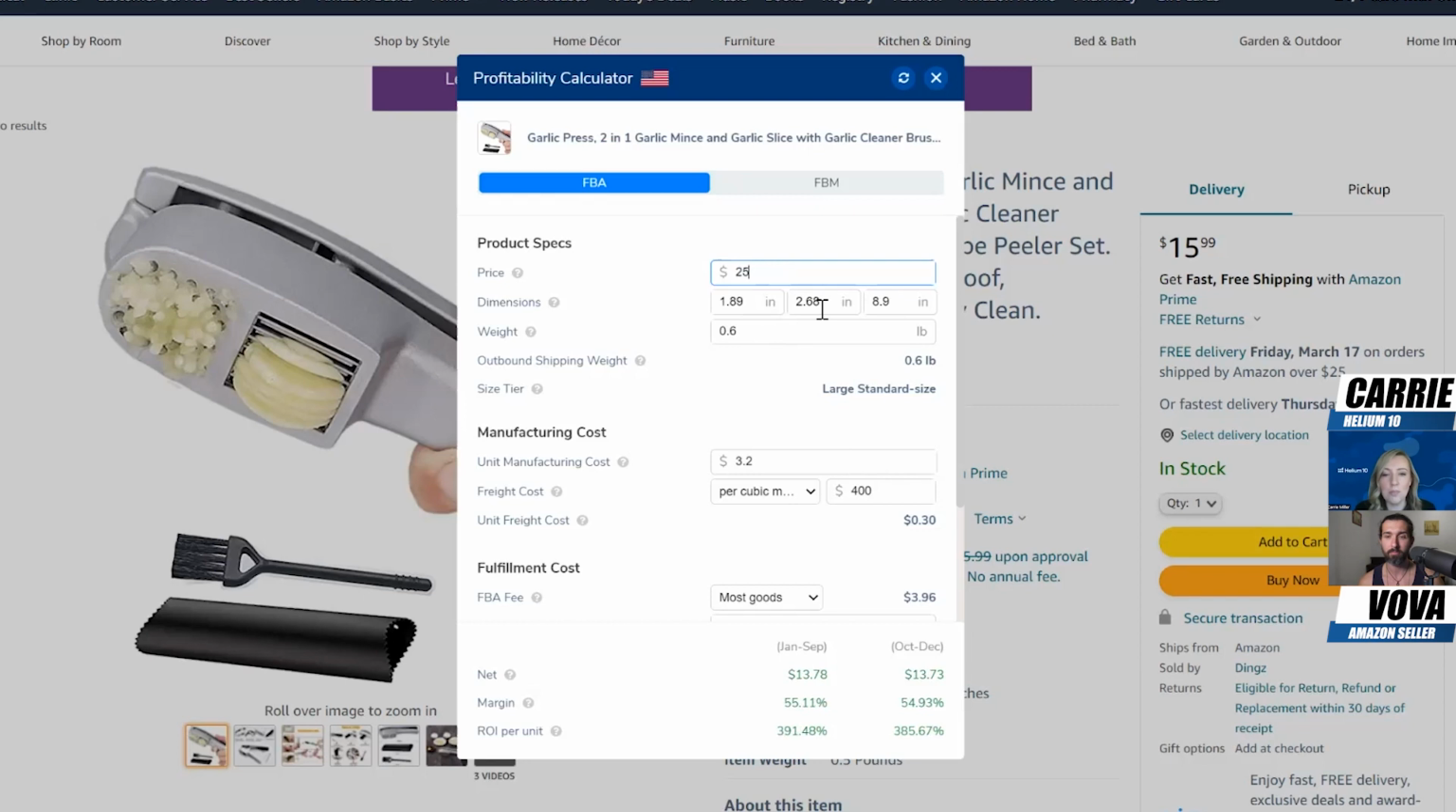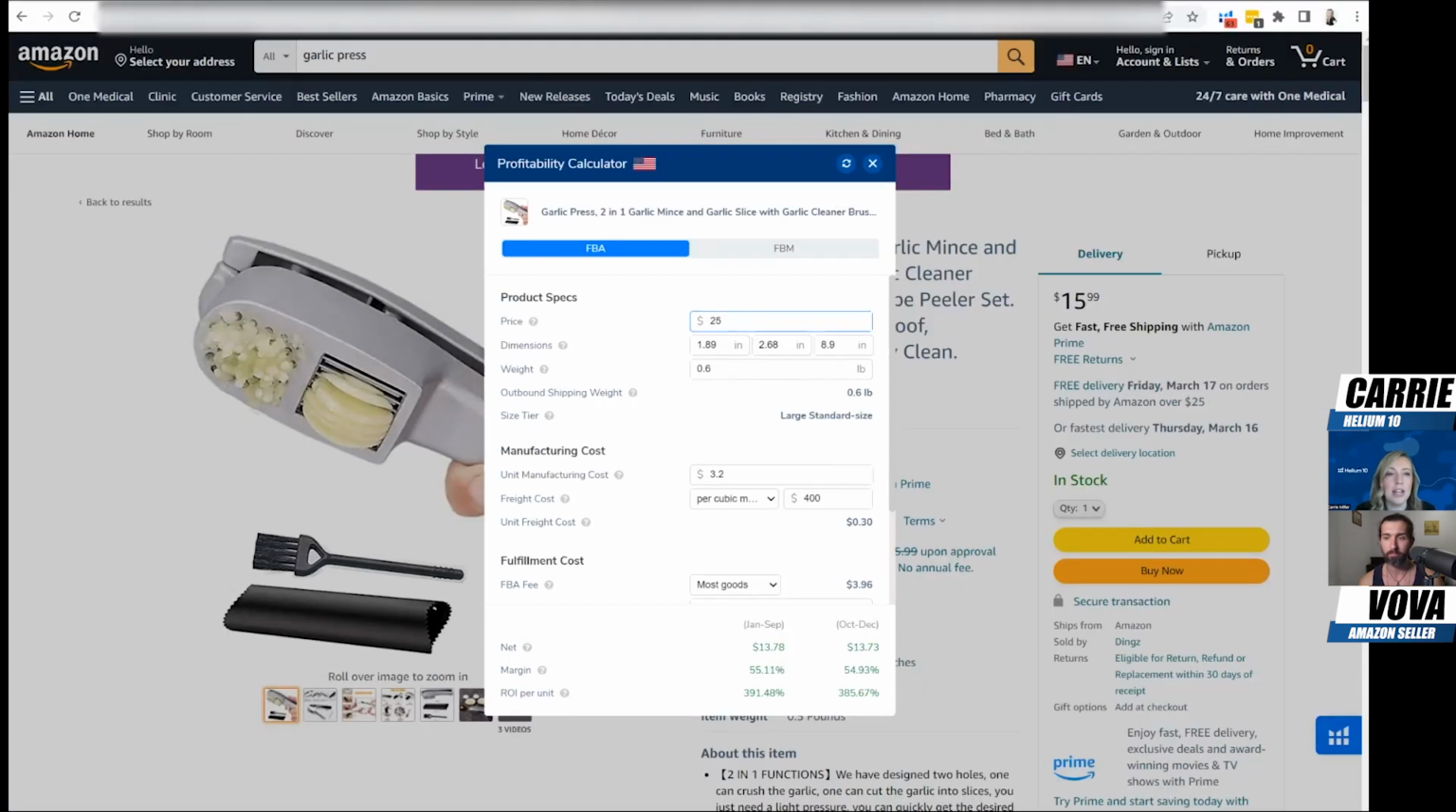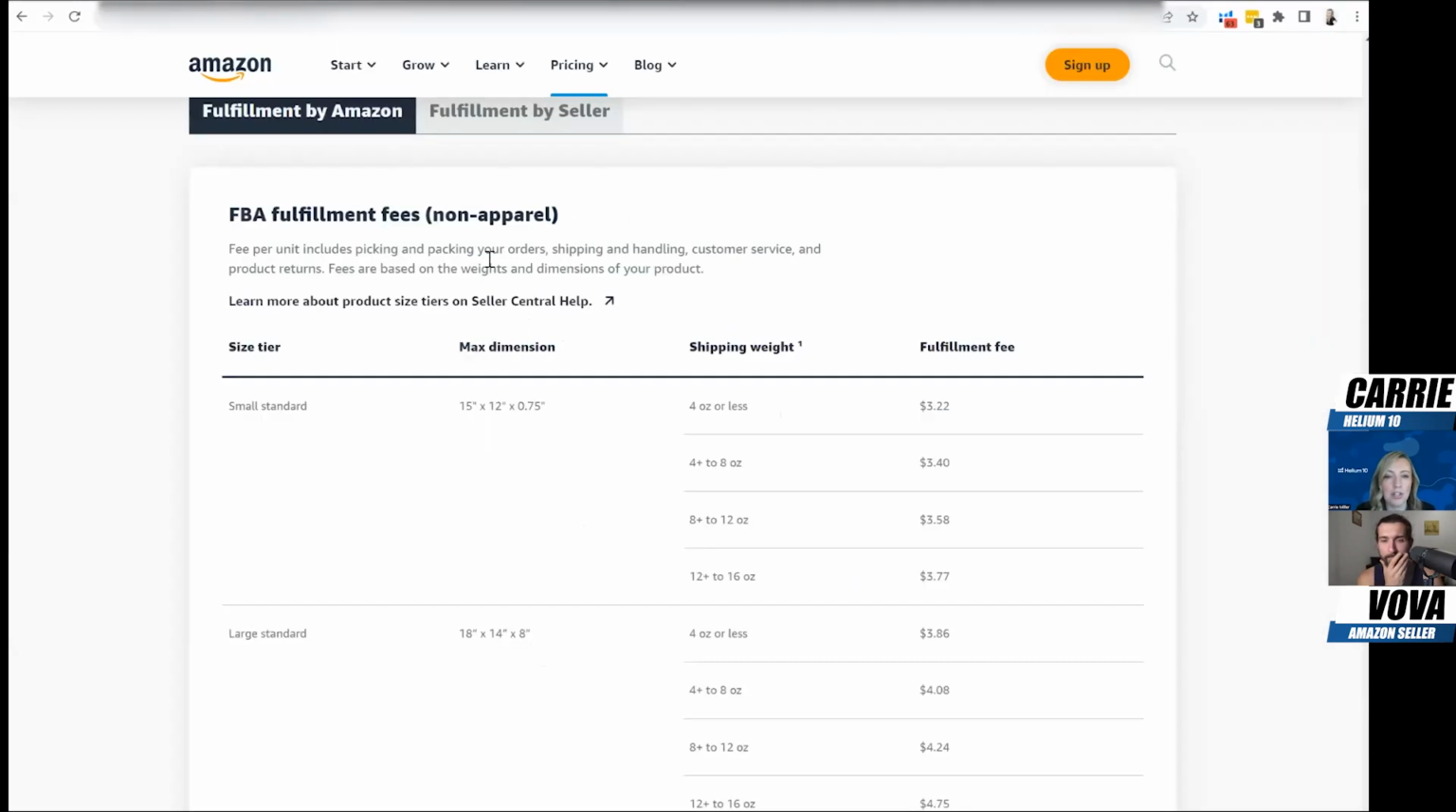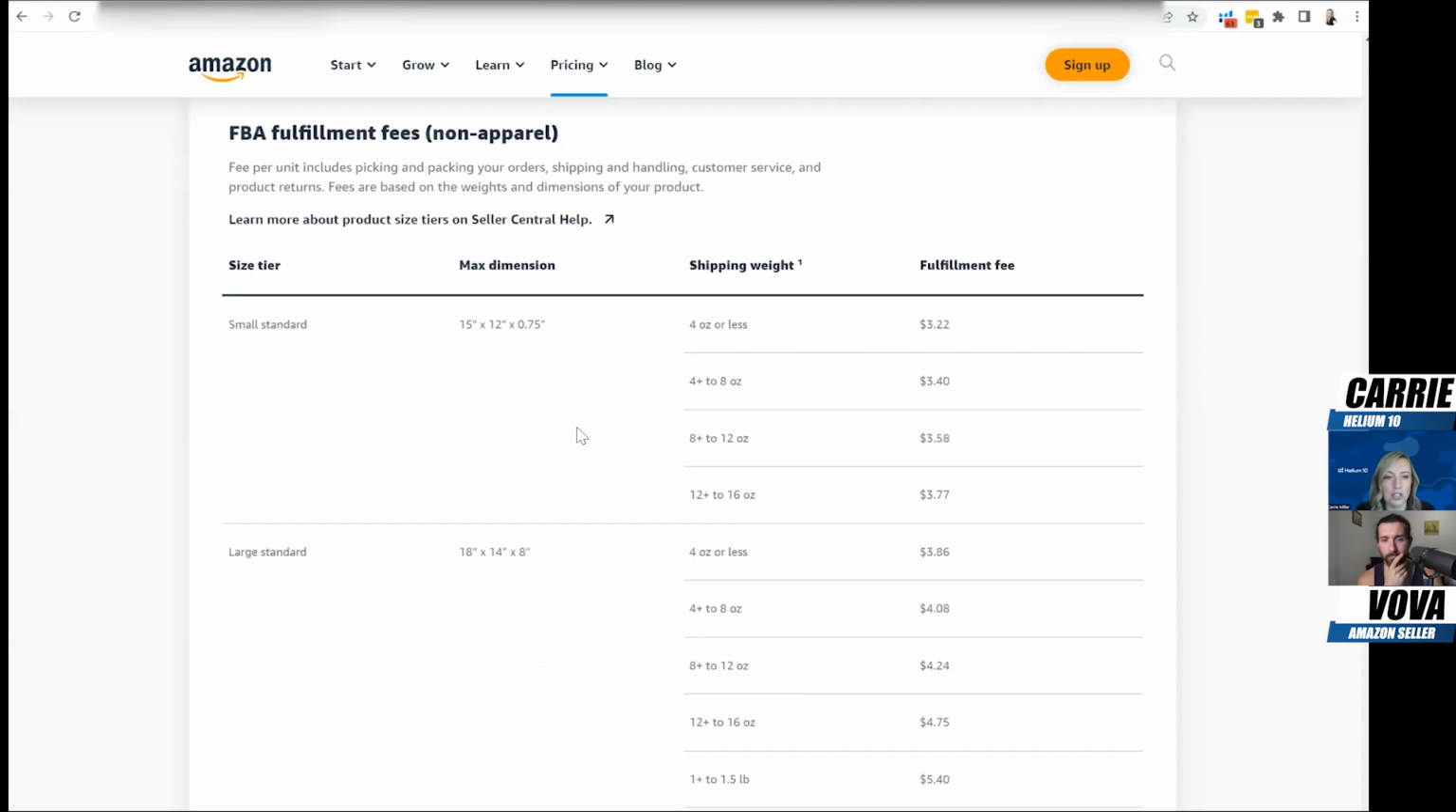So it also pulls in the dimensions here. This is something that's really important to consider because there are different tiers in terms of your shipping for FBA. So the dimensions are really, really important of the actual product itself. And so I'm going to just click on another tab here to show you there's different charges for different size tiers. So there's small, standard, and it's based on the weight as well as the dimensions. So this is the dimension.